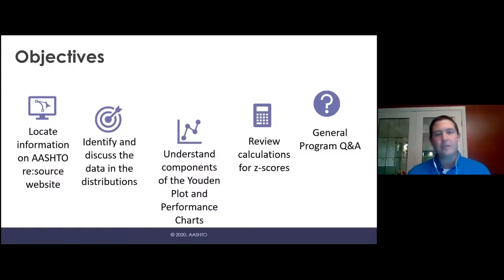All right, so moving into it, we're going to take a look at these learning objectives. We're going to look at the general program Q&A, review the calculations for the z-scores. Also going to locate other information on the AASHTO Resource website. And we're also going to identify and discuss data distributions and analysis, and understand the components of the Youden plot and of the performance charts.